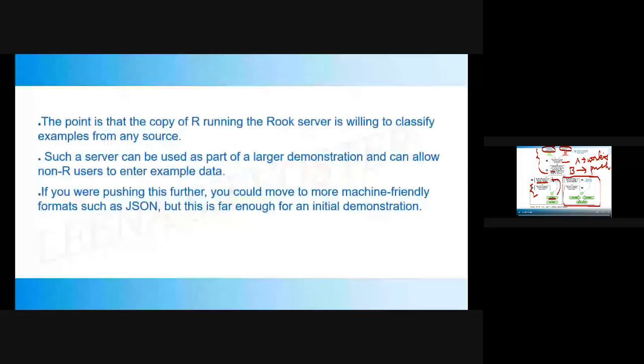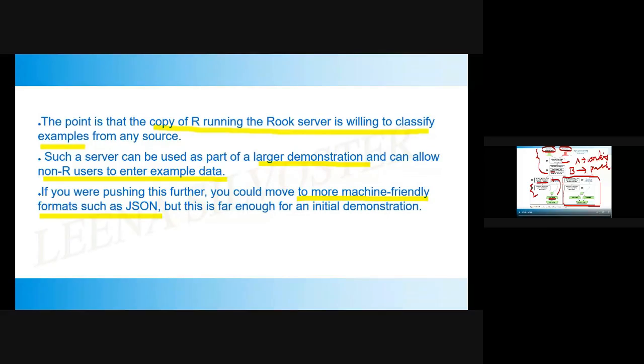A copy of R running the Rook server is willing to classify examples. Such a server can be used as part of a larger demonstration and allow non-R users to enter example data. If you are pushing this further, you would move to more machine-friendly formats such as JSON.